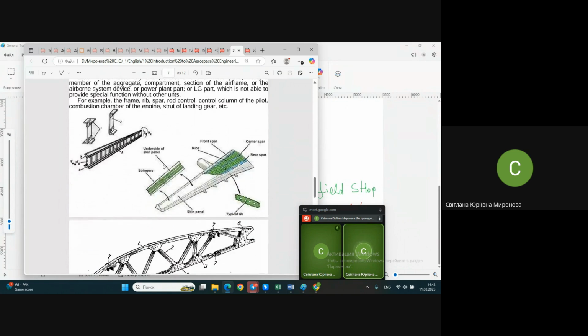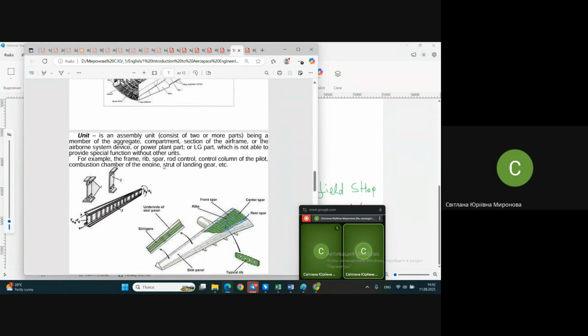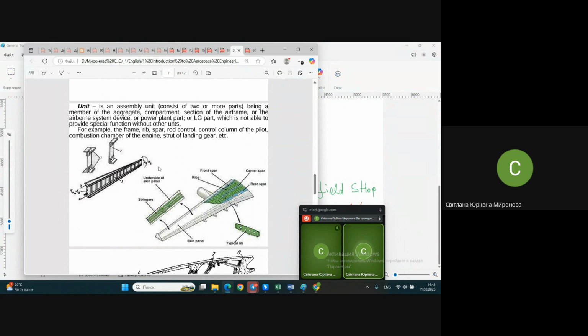And the next one is a unit. A unit is whatever consists of two or more parts. The distinguishing feature is that a unit is not able to fulfill any function separately from other units. Only in company with other units is it able to fulfill some functions. Examples of units: spars, frames, ribs, whatever you may imagine.